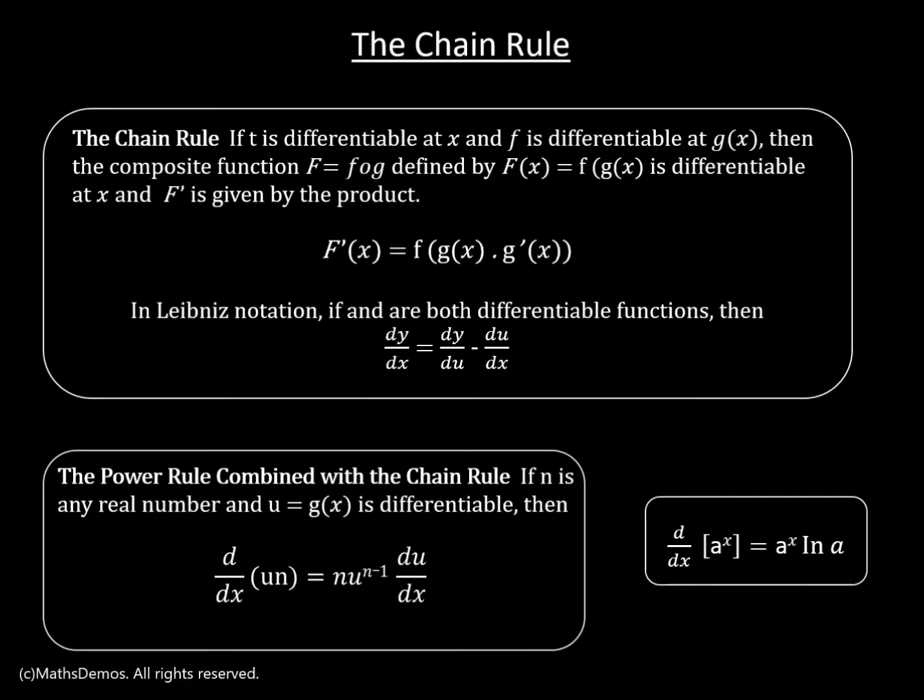Hi everyone, today we will be going through a couple of examples where we will be applying the chain rule to find the derivative of given functions. Let's have a look at the chain rule that enables us to differentiate a function of a function. The chain rule states that if g is differentiable at x and f is differentiable at g(x), then the composite function f of g is differentiable at x and its derivative is given by the product.